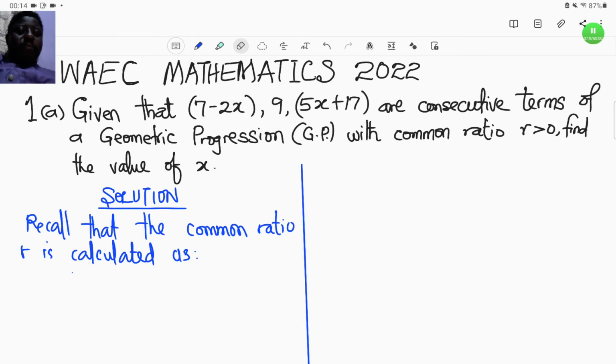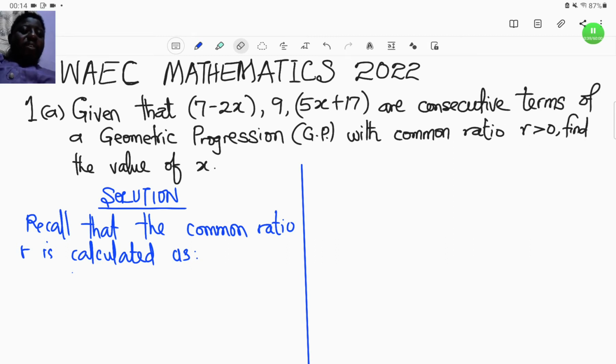This morning, we want to do justice to the just concluded WAEC question on mathematics. I mean the WAEC mathematics question of year 2022. Here is question 1A.